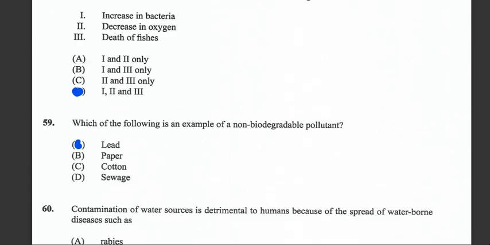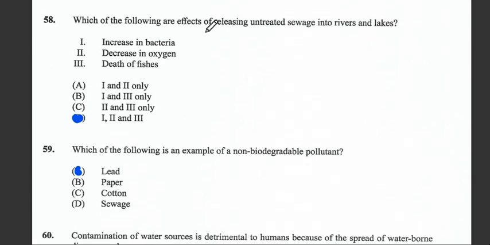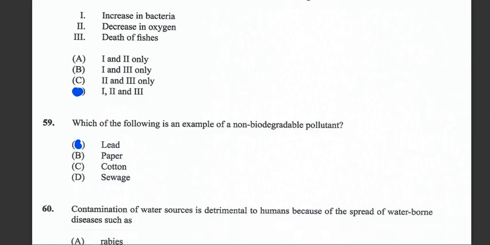Good. Alright, number 58. We're talking about which of the following are effects of releasing untreated sewage into rivers and lakes. So which of these would affect our water and lakes? We have seen that there will be an increase in bacteria, a decrease in oxygen, and death of fishes. So all of these apply. Alright, good. Number 59, we're almost through.